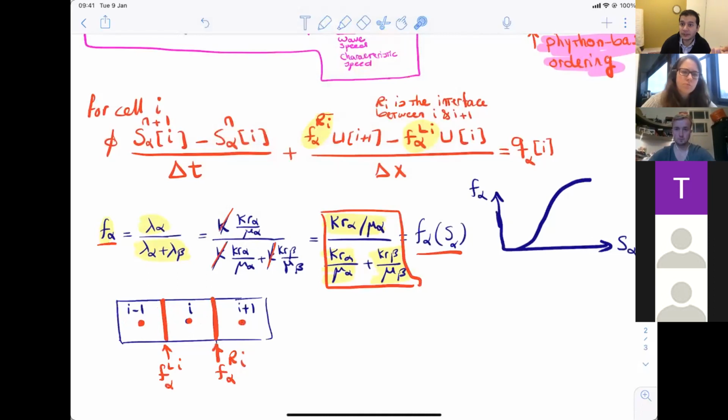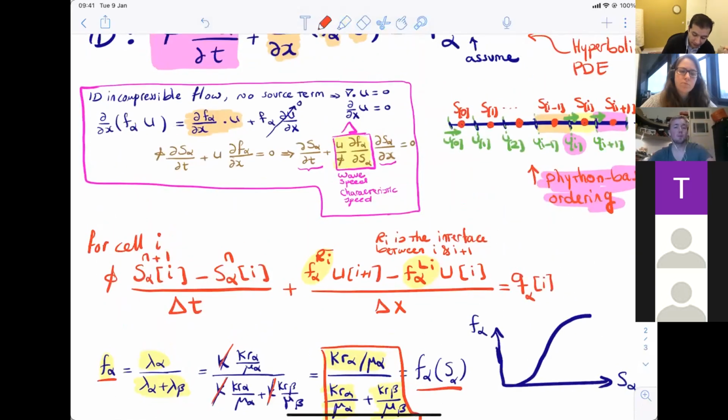Should I average it? Should I use I? Should I use I minus 1? What should I use for my F left? Harmonic averaging. We did that for flow because of permeability. Here, we are solving a hyperbolic problem that has wave speed.